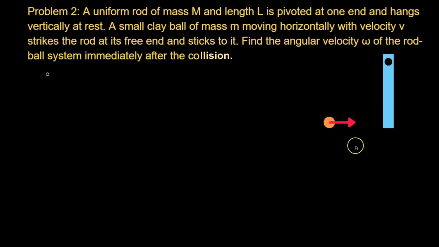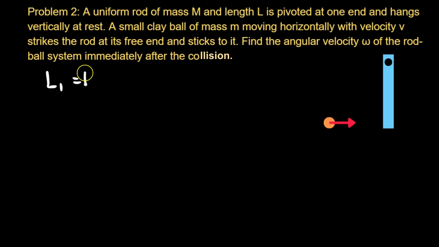There is also a gravity force pulling down on the clay ball. However, we're only analyzing the time interval of the clay ball hitting the rod, which is a very small amount of time. And therefore, the angular impulse will be very, very small, and the change in angular momentum due to the gravitational force on the clay ball during that time will be very, very small. So it will be negligible.